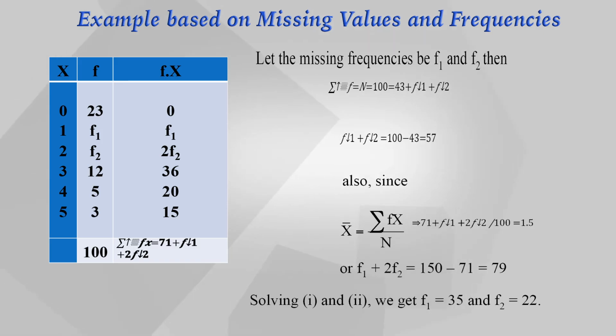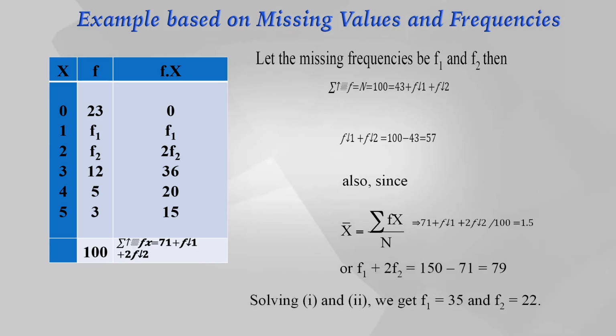Now from this column we can see that the sum of all the frequencies is 100, and this is 43, the total of the frequencies given for numbers 0, 3, 4 and 5, plus the missing frequencies f1 plus f2. So from here we can obtain an equation, that is f1 plus f2, the sum of the two missing frequencies, is equal to 57.